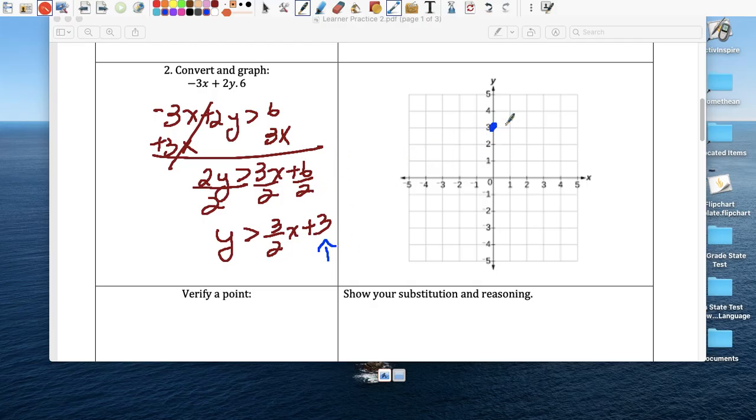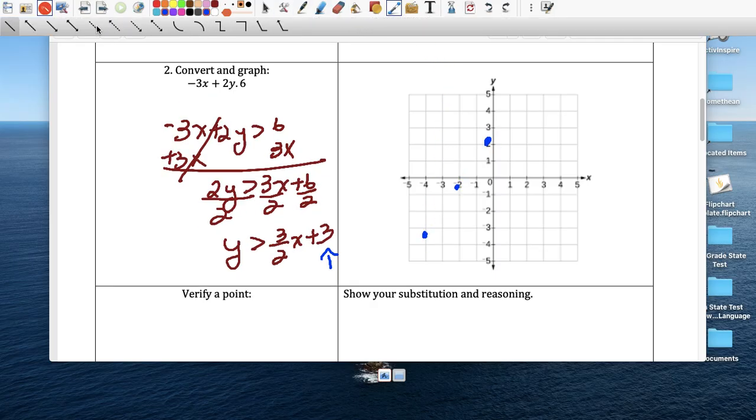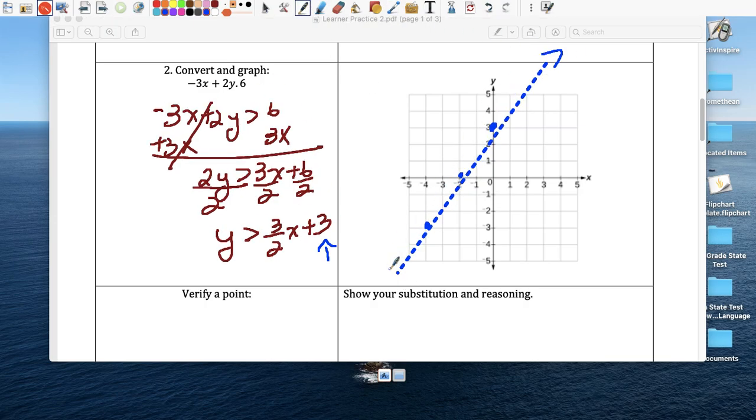The slope is 3 over 2. 1, 2, 3. 2 to the right. 1, 2, 3. 2 to the right. It's a dashed line because it doesn't have an equal sign under. Here's my line. Now we have to shade either above that line or below the line.